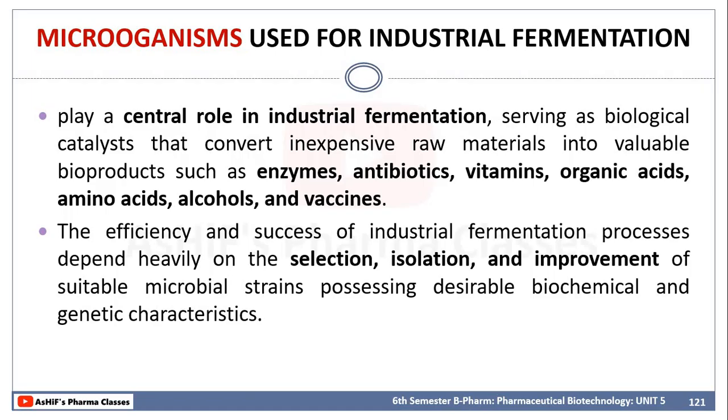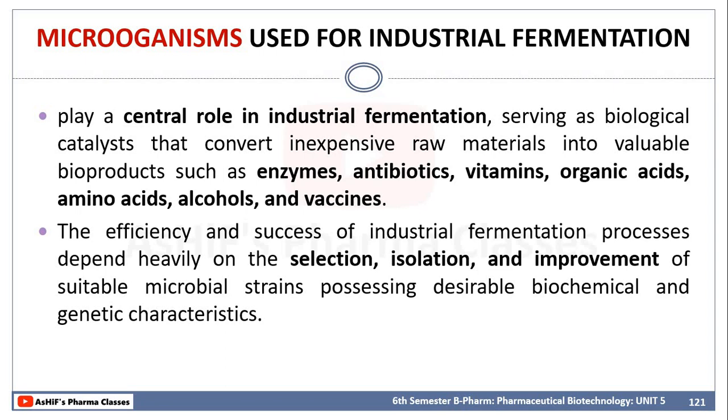It will play a central role in industrial fermentation, because it serves as a biological catalyst that converts inexpensive raw material into valuable bioproducts like enzymes, antibiotics, vitamins, organic acids, amino acids, alcohols and vaccines. So the efficiency of any fermentation process depends on the selection, isolation and improvement of a suitable microorganism strain, possessing desirable properties, genetical as well as biochemical characteristics.